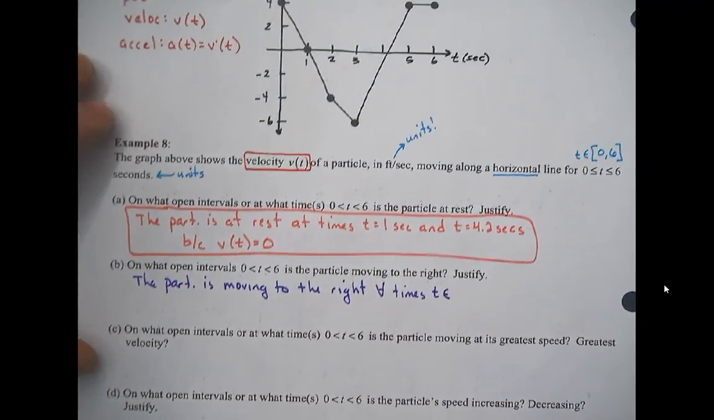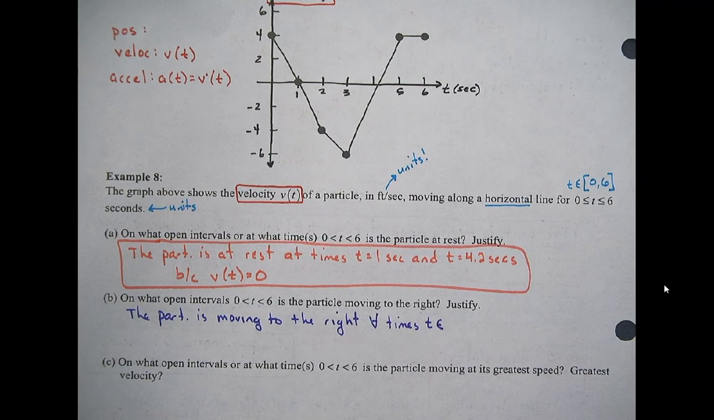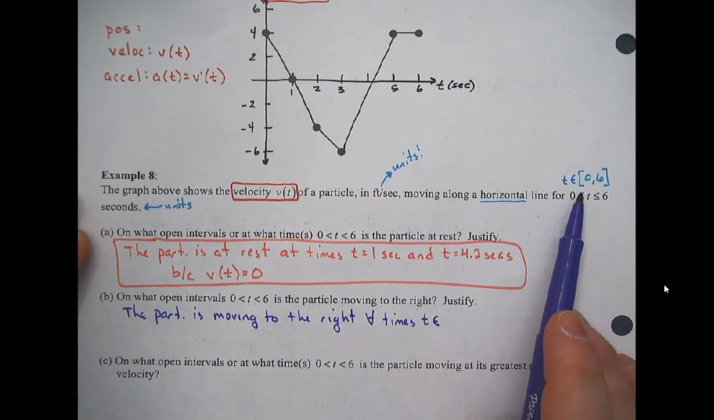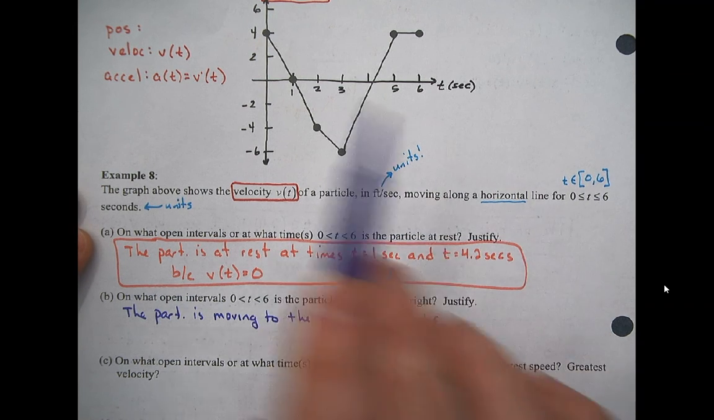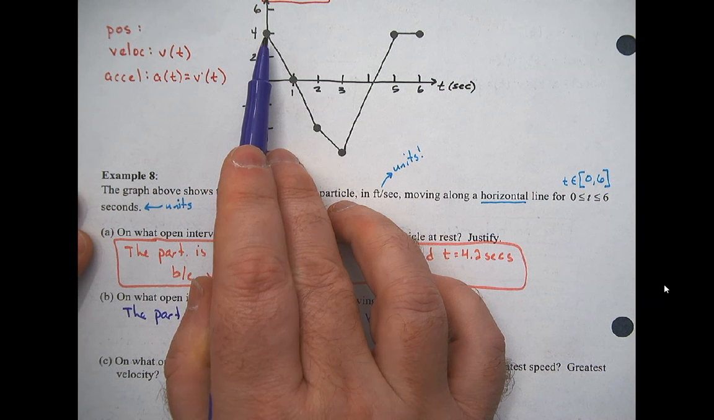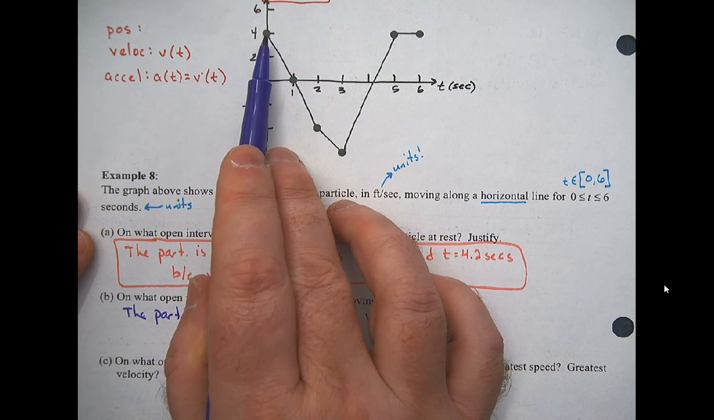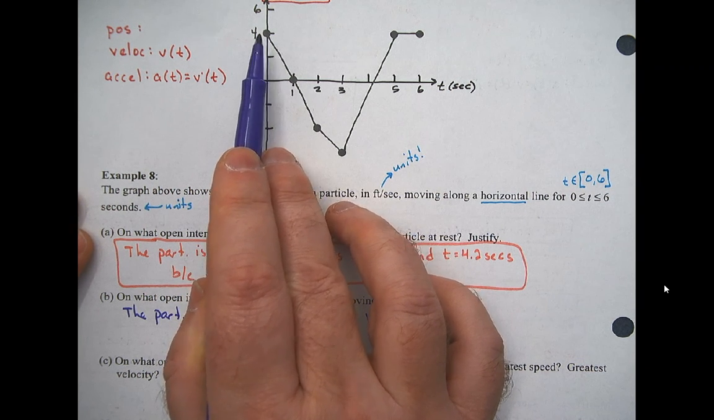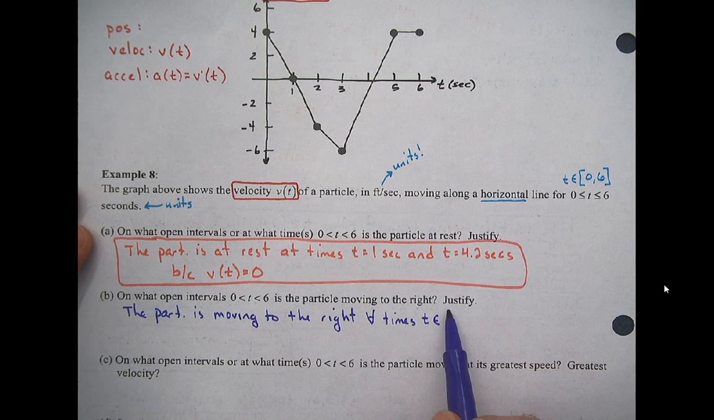So now I want to look back up here. At what values is my particle positive? Now this is where it gets a little tricky. If my velocity is positive, my particle is moving to the right. And this time, my interval is included. So this is a picture of velocity. At time equals 0, the velocity is 4. So that means I want to include time equals 0.